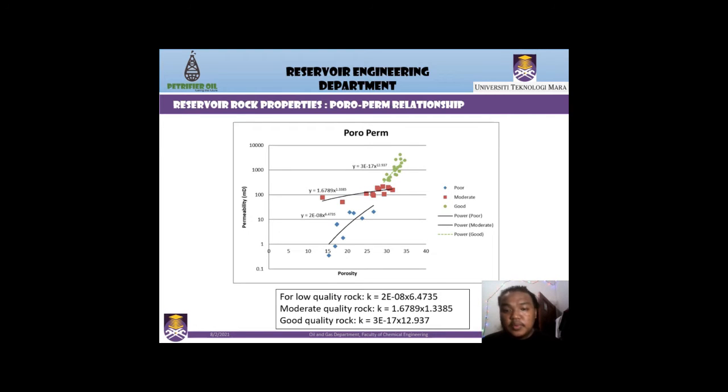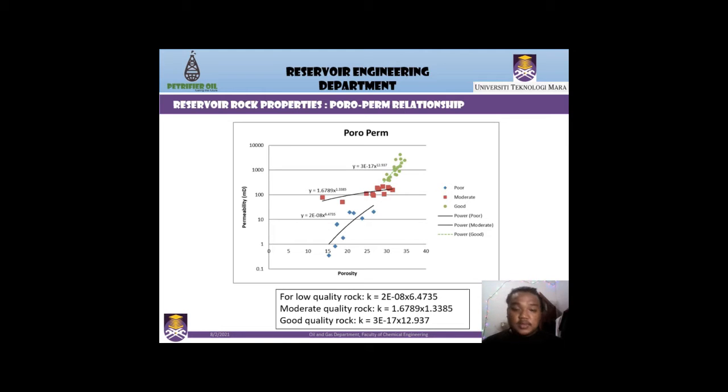We move to the poro-perm relationship. Permeability of the Gelama field is obtained from the core data. By using the poro-perm model, we are able to classify the reservoir rock as in the figure below. The measured core permeability was within the range of 20 millidarcy, in between 150 millidarcy and more than 150 millidarcy. And this measurement provided the following transformation of poro-perm.